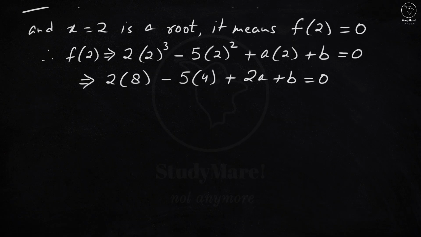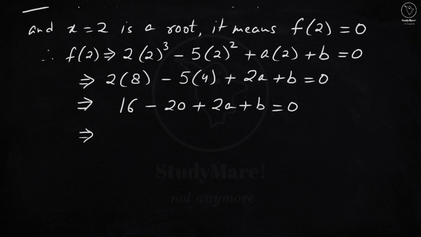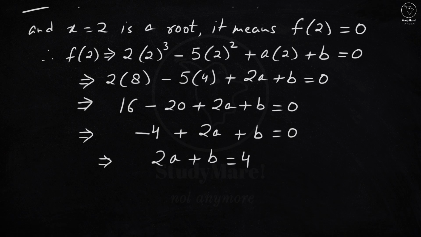Next step gets us 2 into 8 as 16 minus 5 into 4 as 20 plus 2a plus b is equal to 0. Further, we get 16 minus 20 as minus 4 plus 2a plus b is equal to 0. Taking minus 4 on the RHS of equal to, we get 2a plus b is equal to 4. So here we got one expression where we have the value of 2a plus b as 4. Let us name this equation as 1.